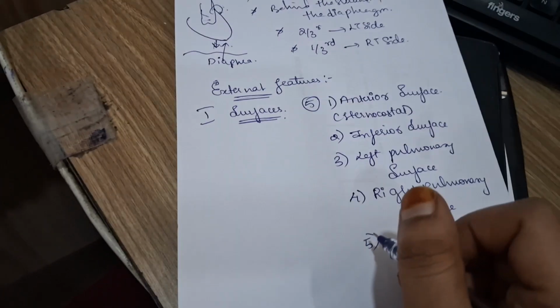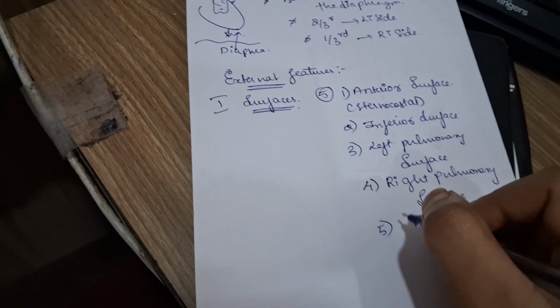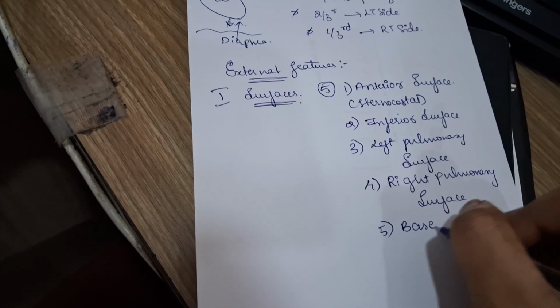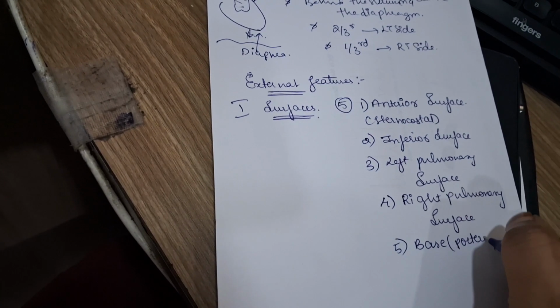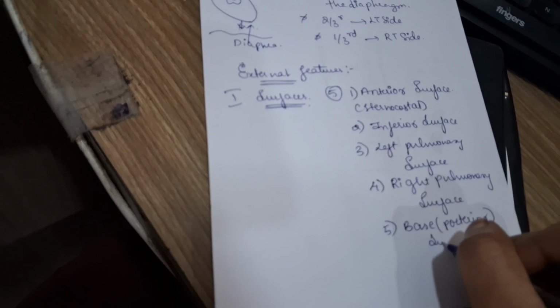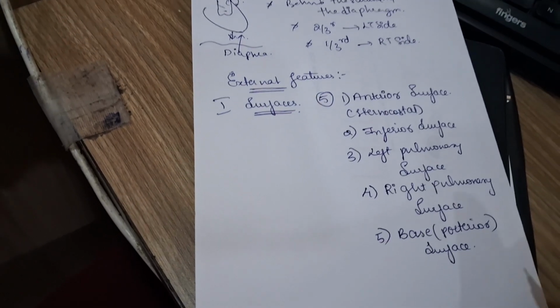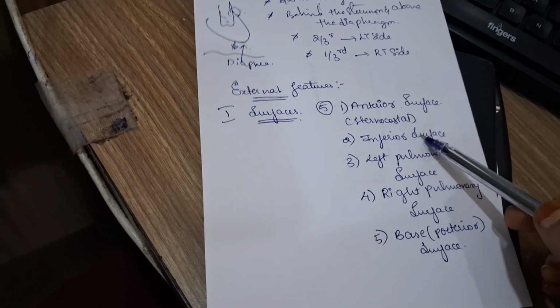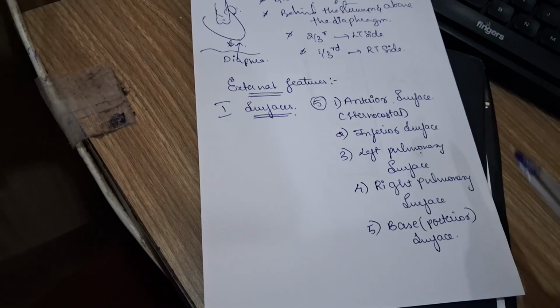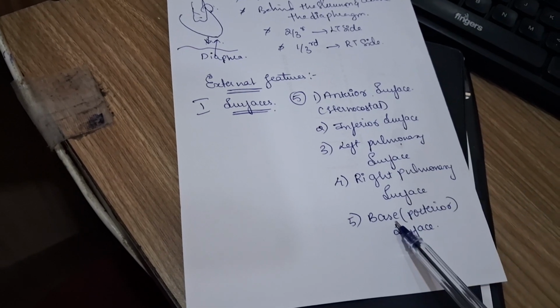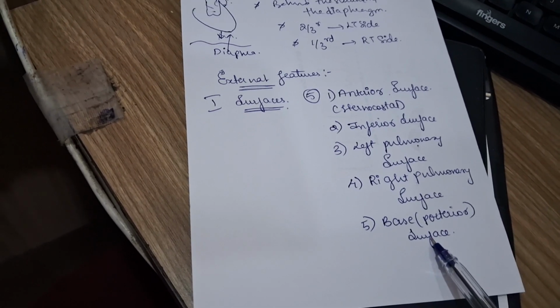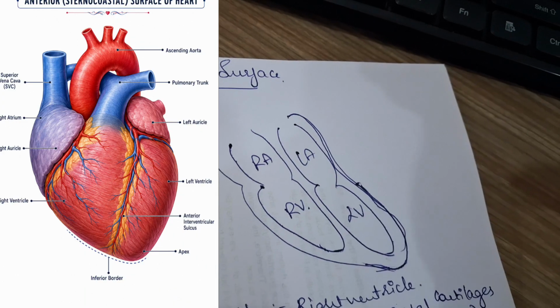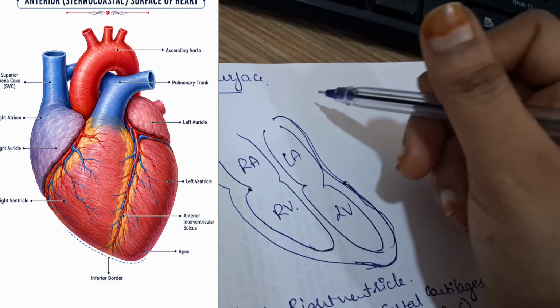And the last one will be base, that forms the posterior surface. Understood? There are 5 surfaces: anterior surface, inferior surface, left pulmonary surface, right pulmonary surface, and base, that is also called posterior surface. Understood? Okay, let's start with the anterior surface.